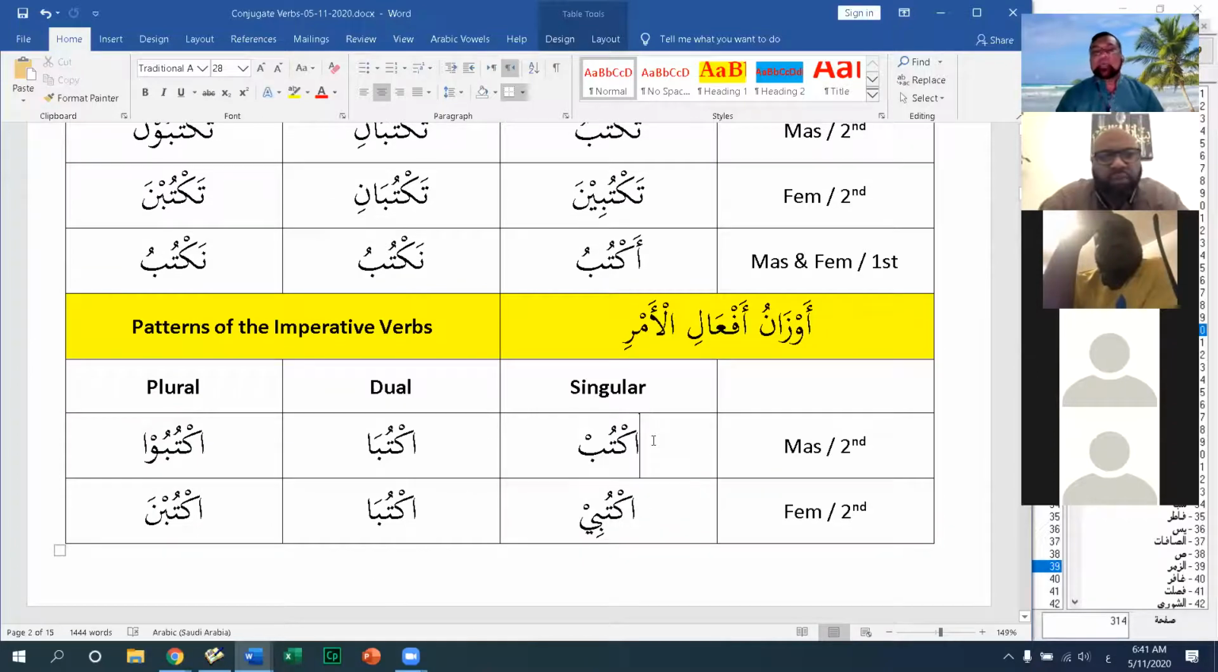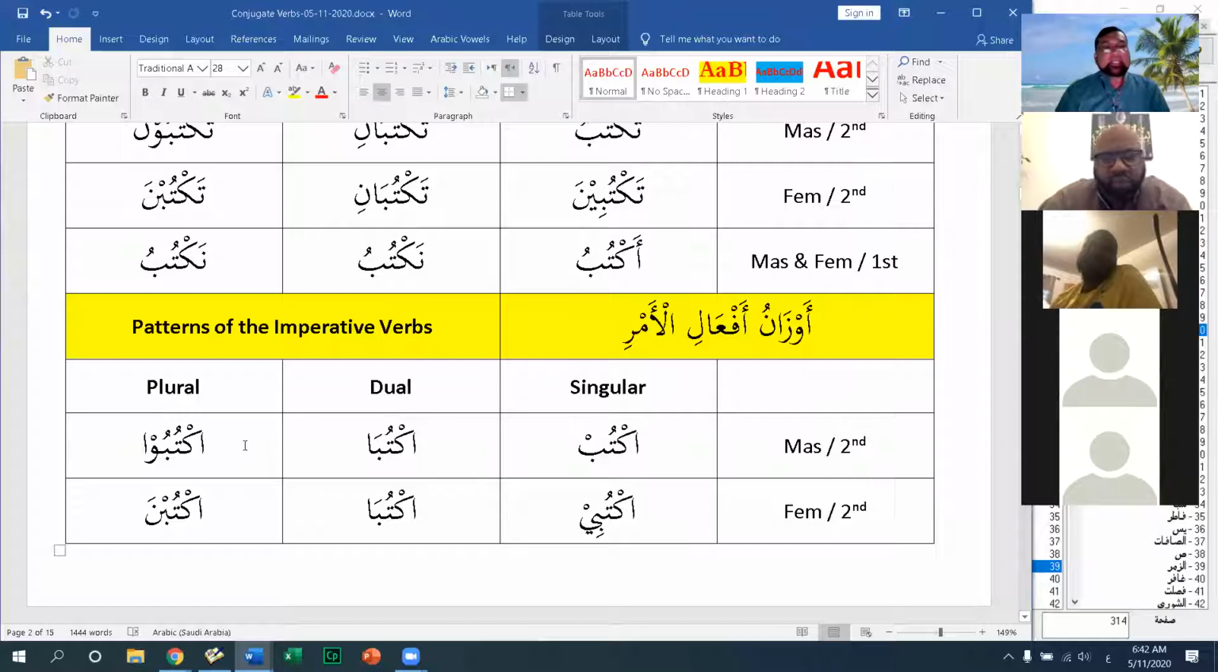Present tense. Uktub. Singular feminine, uktubi. If you were to say to a guy, you say to him, uktub. You speak to a girl, uktubi. Speak to two, whether male or female or one of each, you still say uktuba. It's the same. By the way, let's make this very clear.